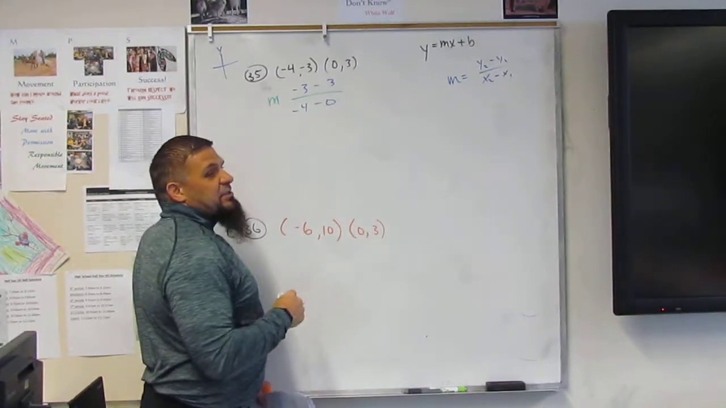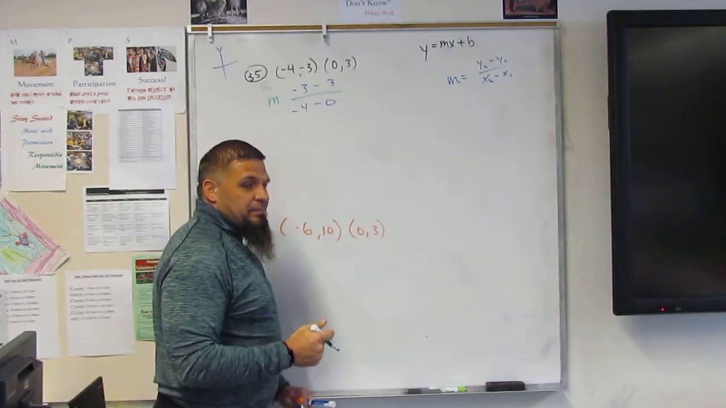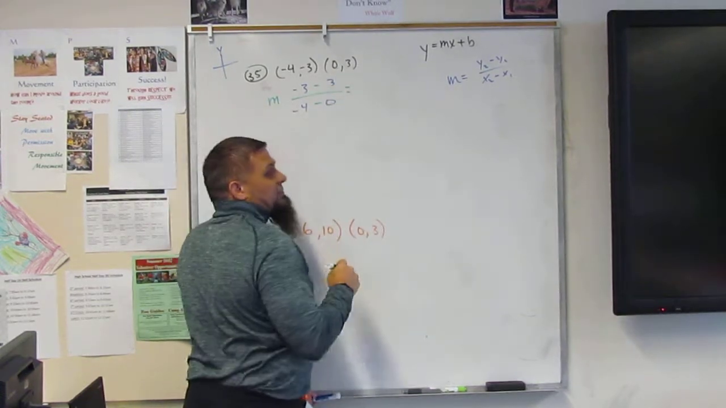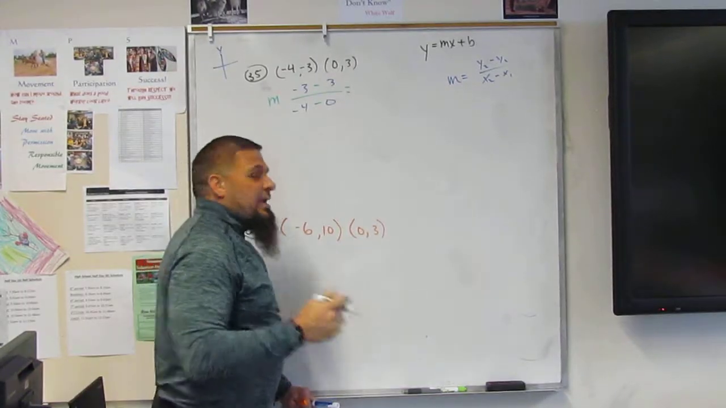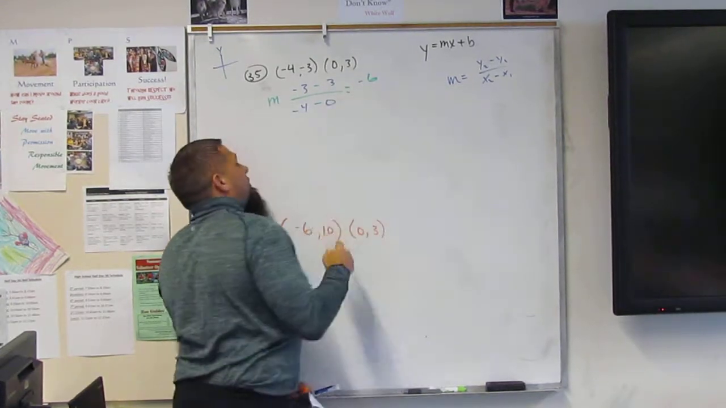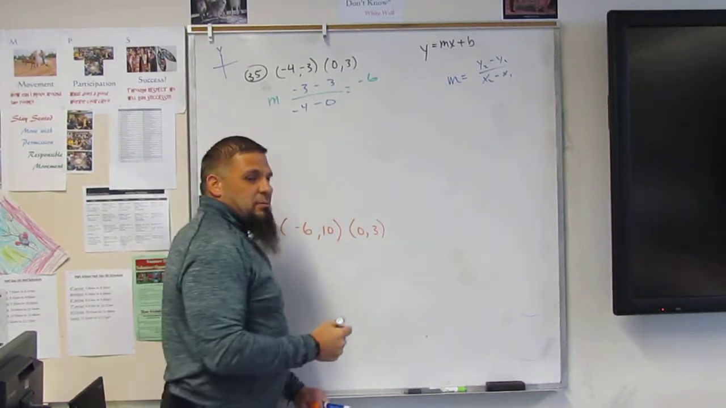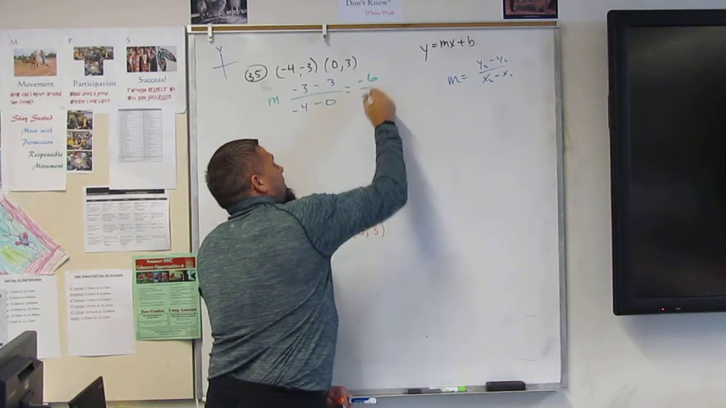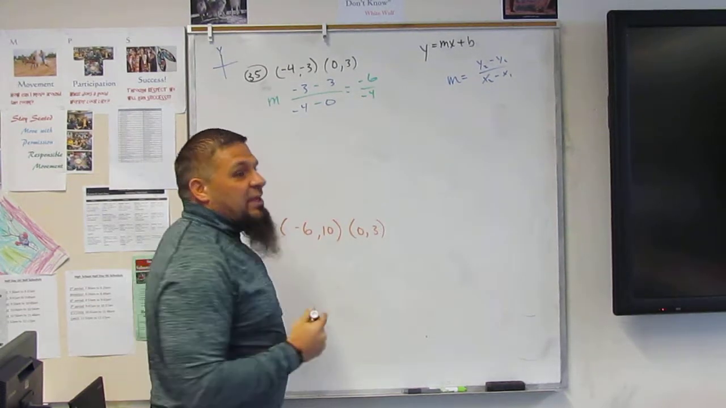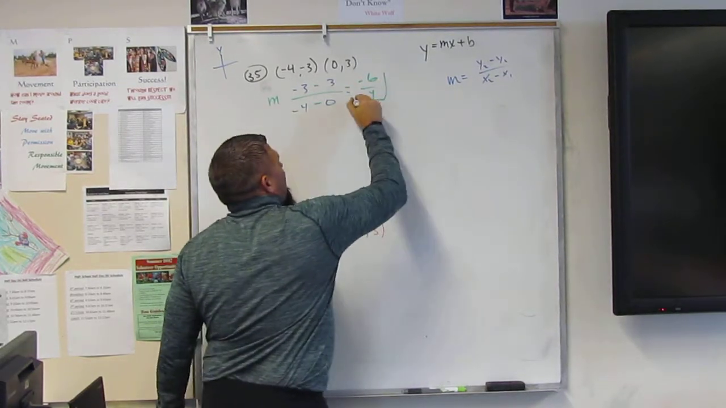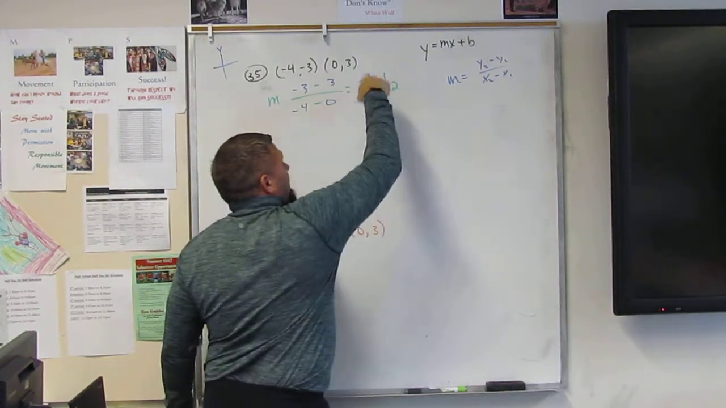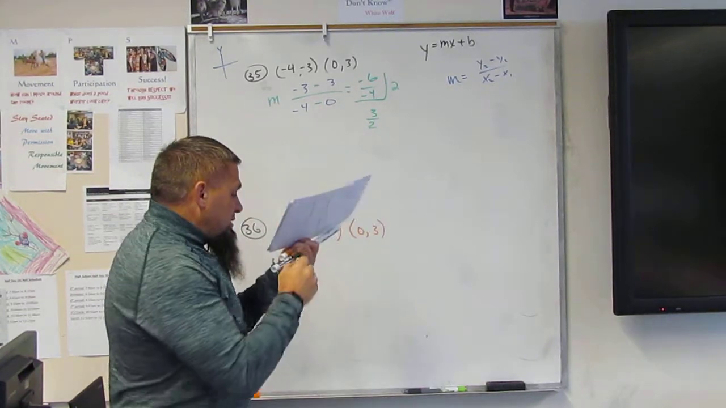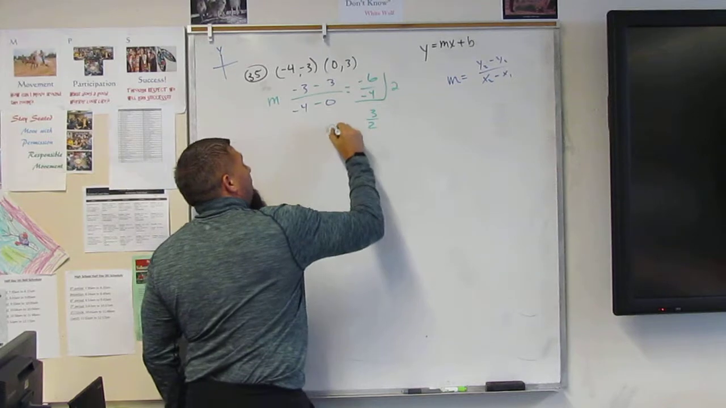Now what's negative 3 minus 3? No, not 0. Negative 3 minus 3. Negative 6. Good. And then what's negative 4 minus 0? Negative 4. Right? And then we can break this down. A negative and a negative make a positive. And 2 goes into both of those, so that's 3 over 2, right? And so that's my slope.